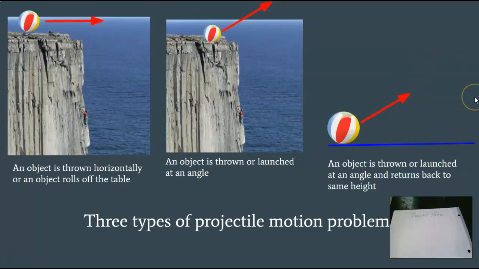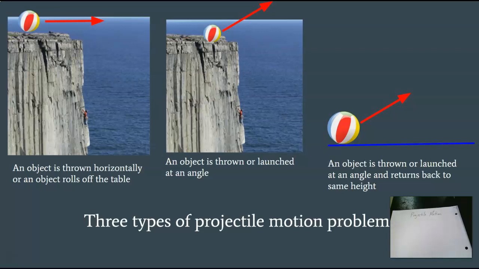All right, so there's 3 kinds of projectile motion problems. The first one is an object is being thrown horizontally off of a cliff or a table or something. We might also see the word rolls off the table. That's to indicate that it's just going straight off the table. It's not being launched at an angle. And that has its own unique set of known and given values that we have to deduce from that. The other type is an object is thrown or launched at an angle off of some height.